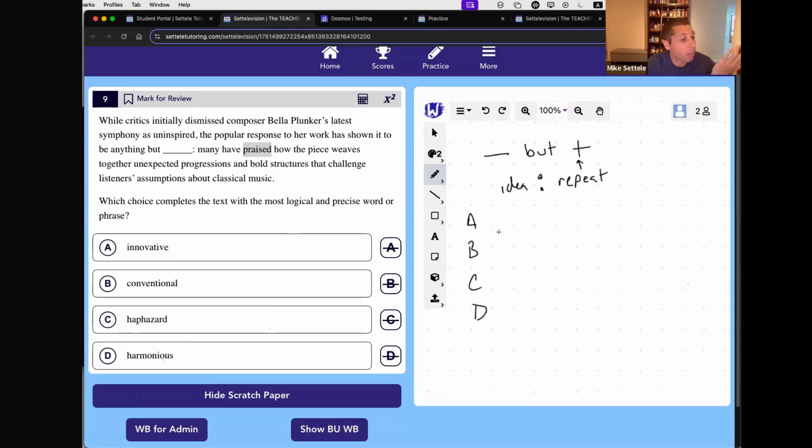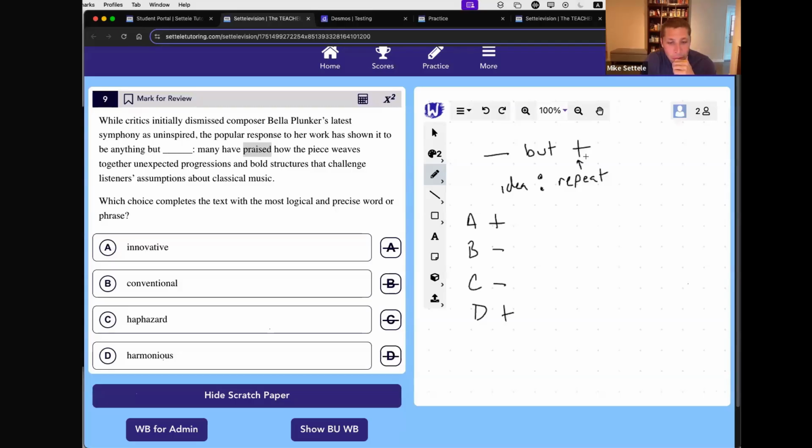If you're having trouble categorizing a word, my advice is just, how would you feel if someone called you that word? How would you feel if someone said you're innovative? Probably good. Conventional? Probably not great. Haphazard? Maybe you know what that word means. You've probably heard it before. It's not a great word. Harmonious is positive. So we got two positives and two negatives, so we're going to have to do a little bit more work. So what do we want in that blank?